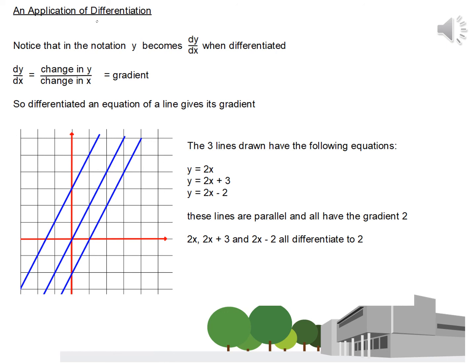Well, if you differentiate 2x, you get 2. If you differentiate 2x plus 3, you get 2, because 3 differentiates to 0. If you differentiate 2x take 2, again you get 2. So all of those equations each differentiate to 2. So when you differentiate an equation of a line, you get an equation for its gradient. In this case, you actually get its gradient.